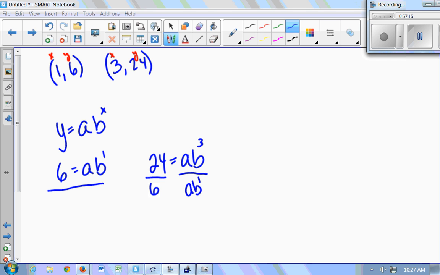So I can divide this side by ab to the first, because 6 and ab to the first are the same. So I'm doing the same thing to both sides of this equation. 24 over 6 is 4, and on the right here, the a's cancel, and I end up with b squared. Right? b cubed over b to the first is b squared. So b is what? 2. Why isn't it plus or minus 2? Right, but positive 2 squared is 4, but so is negative 2 squared. Negative 2 times negative 2 is also 4. So technically, the answer to this equation is plus or minus 2, but I'm purposefully leaving out the negative.